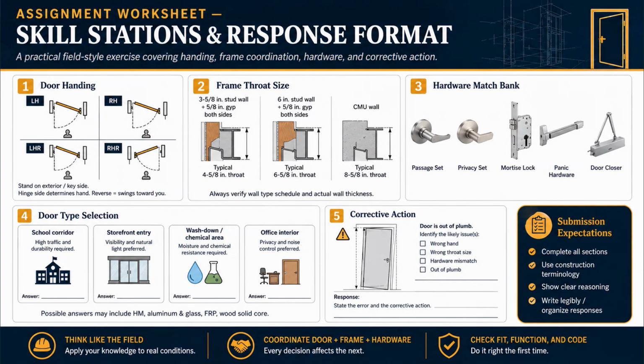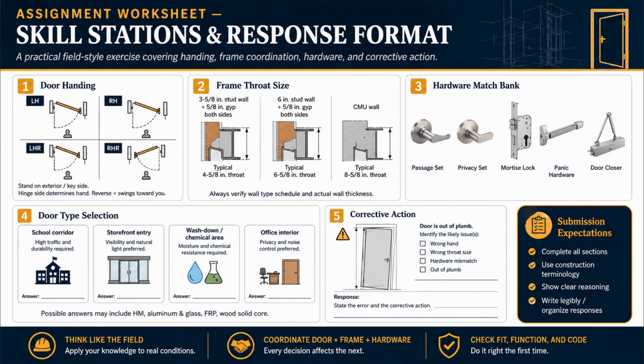Station 2. Frame throat size. Given the wall assembly, a 3 5/8 stud wall, a 6-inch stud wall, or a CMU wall, give the typical throat: 4 5/8, 6 5/8, or 8 5/8. Always verify against the wall type schedule and the actual wall thickness. Station 3. Hardware match bank. Match the hardware, passage set, privacy set, mortise lock, panic hardware, door closer, to its function.